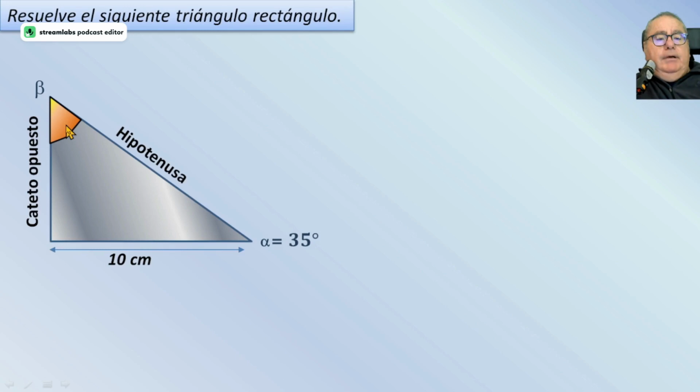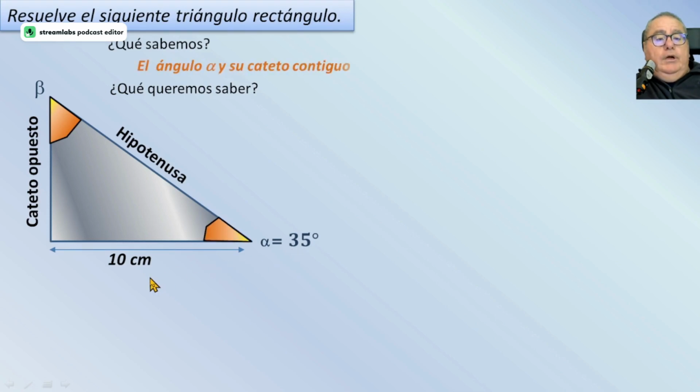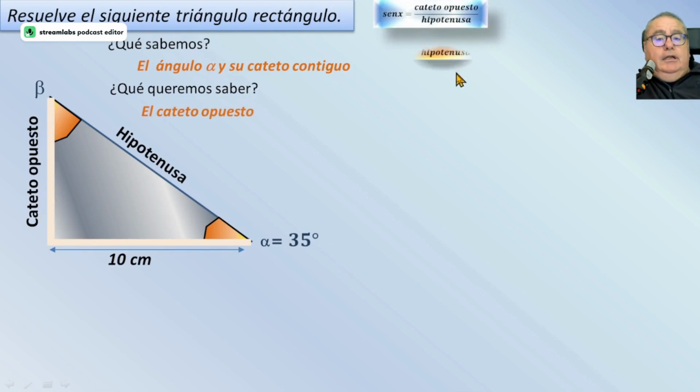The key is to know how to answer these two questions: what do we know about the triangle, and what do we want to know about the triangle? What do we know? Well, in this case we know the amplitude of angle alpha, and from that angle alpha, the length of its adjacent leg. That's what the problem gives us. What do we want to know? Without going any further, we want to know the opposite side. Here are the three formulas again: sine, cosine, and tangent.